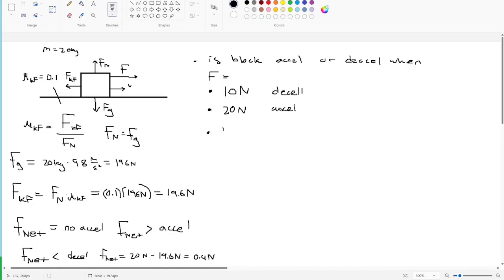Now what if we pull with exactly 19.6 newtons? Well, you could probably go ahead and calculate the net force in this case. As always, it's going to be 19.6 newtons minus 19.6 newtons. The net force is then going to be equal to 0 newtons. And since there's 0 newtons of force in any direction horizontally, there is going to be no acceleration.